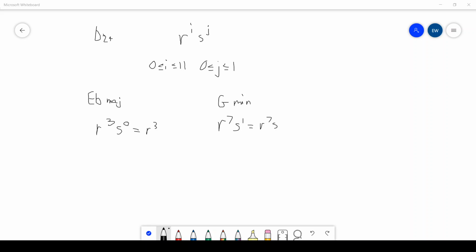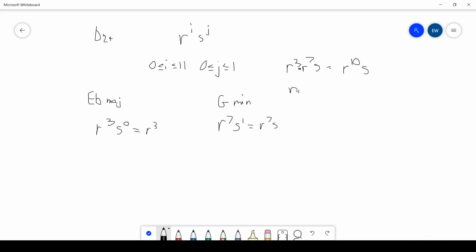So let's figure out how we do multiplication in this system. If we're going to be multiplying polynomials of these guys, we've got to know the rules. Let's say we were to multiply E flat major times G minor. We would have R cubed times R7S. Well, we can just combine this: R cubed times R7 is R10 times S.